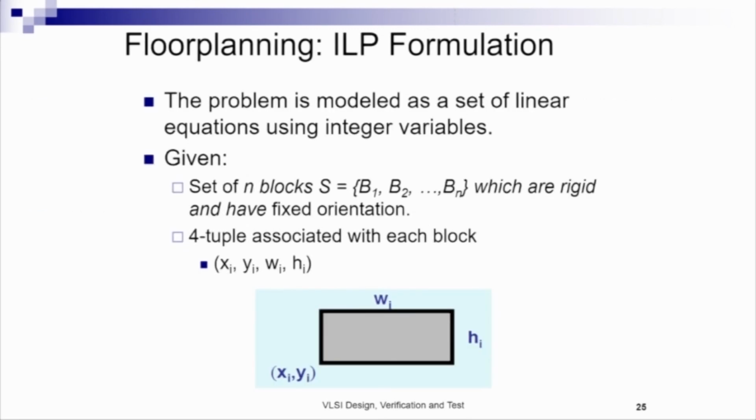Now, to understand the floor planning problem and the solution approach, we will look at its ILP formulation. So, the problem is modeled as a set of linear equations using linear variables, and therefore an ILP. So, we are given a set of n blocks S equals B1, B2, up to Bn, which are rigid and have fixed orientation, and each block is a 4-tuple. We know the coordinates of the left bottom corner of the chip, we know the width of the chip, and we also know the height of the chip.